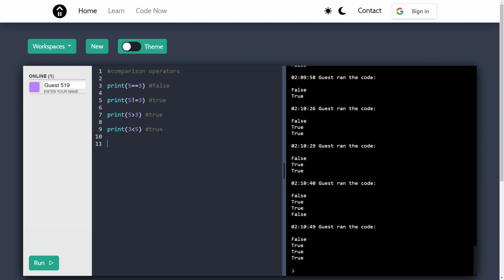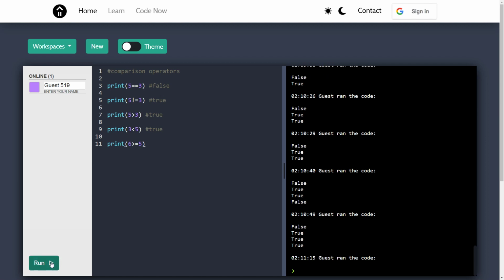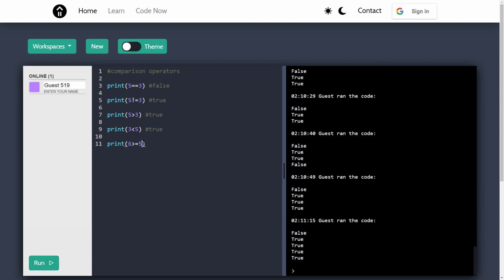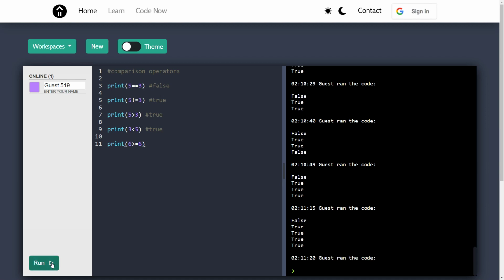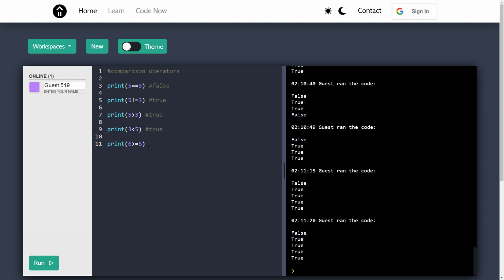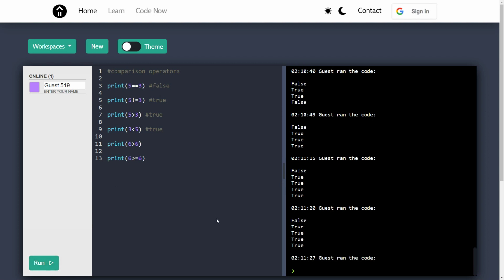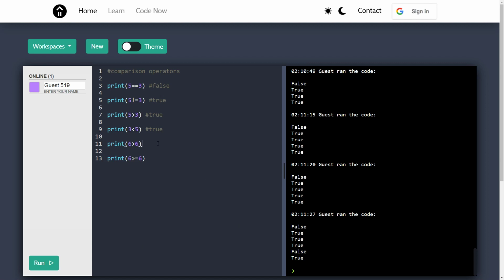Oh yeah, print 6 is greater than or equal to 5. So remember in math, if something is greater than or equal to, if I put in a 6 here, this will be true. Compared to if I put in, is 6 greater than 6? No, it's not. 6 is not greater than 6. This will print out false. Is 6 greater than or equal to 6? Yes. It is equal to 6, so it will work. Just as if I have this print is 6 less than or equal to 6.